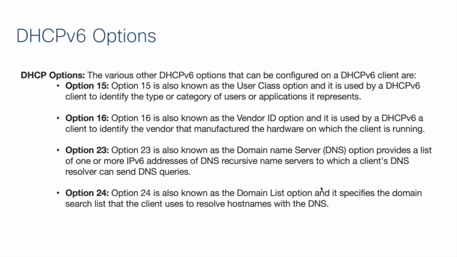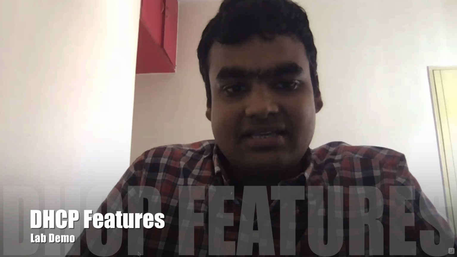The last feature that we have added for this DHCP behavior is including the newer options for the v6 client. The first of these is option 15, which lets us identify the type of users or applications. The next, option 16, helps us identify the vendor IDs. Options 23 and 24 help us request the DNS server lists and also the DHCP domains that we can later use for our queries. Now we will look into the demo of this and see how these can be configured.